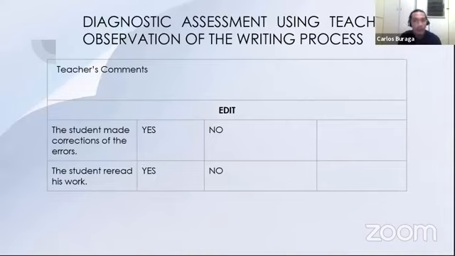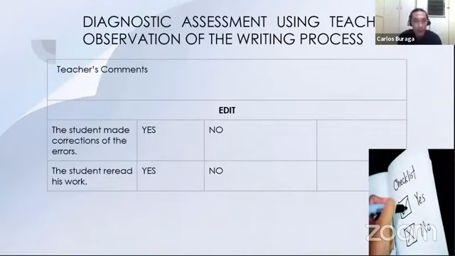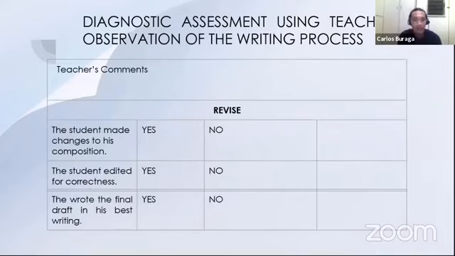Okay? So through the use of this observation checklist, we'll be able to help students become familiar with how they carry out, how they plan, how they revise, how they edit, and have students master those things, and we encourage them to use those things. And of course, in revising, did the students incorporate changes and improvements as they rewrite their composition?